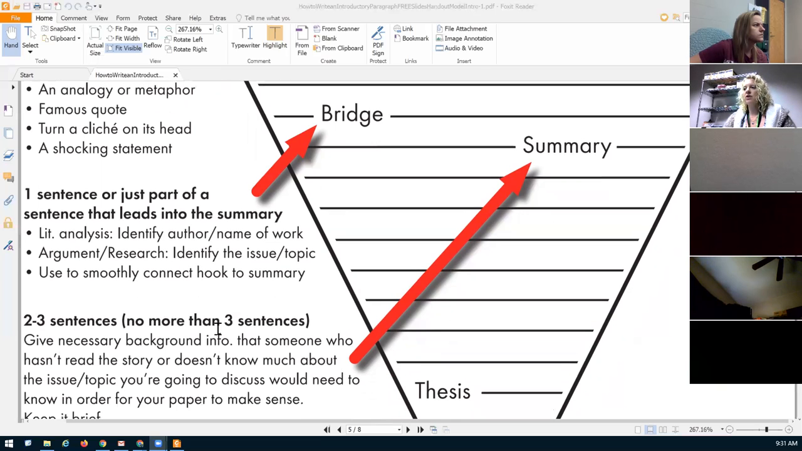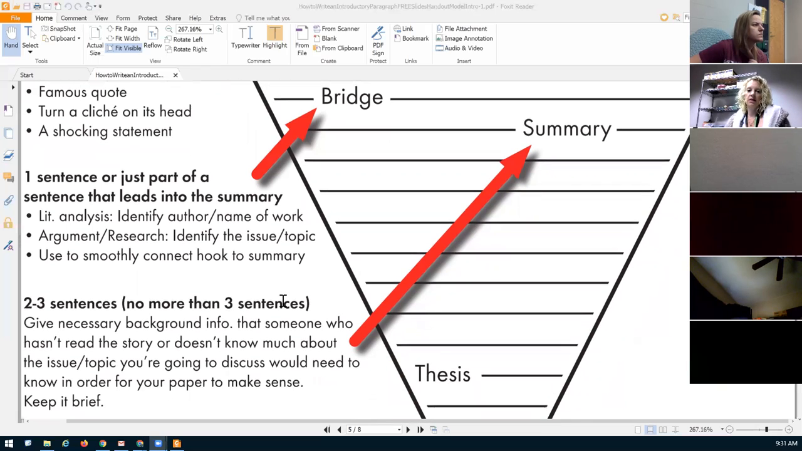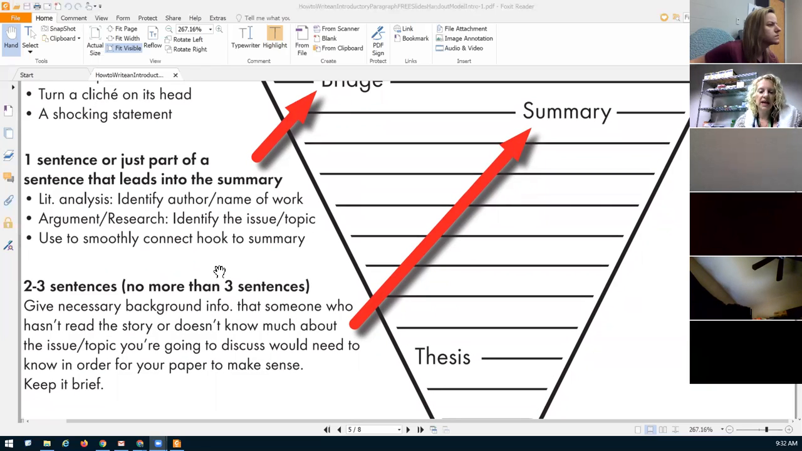Give necessary background info that someone who hasn't read the information or doesn't know about the issue or topic you are going to discuss would need to know in order for your paper to make sense. But you keep it brief. You don't want to give too much information in your summary because then you're giving everything away. You're just giving them a brief overview. I have people that have given me a one-page introduction. Don't do that, because that defeats the whole purpose of having a paper.